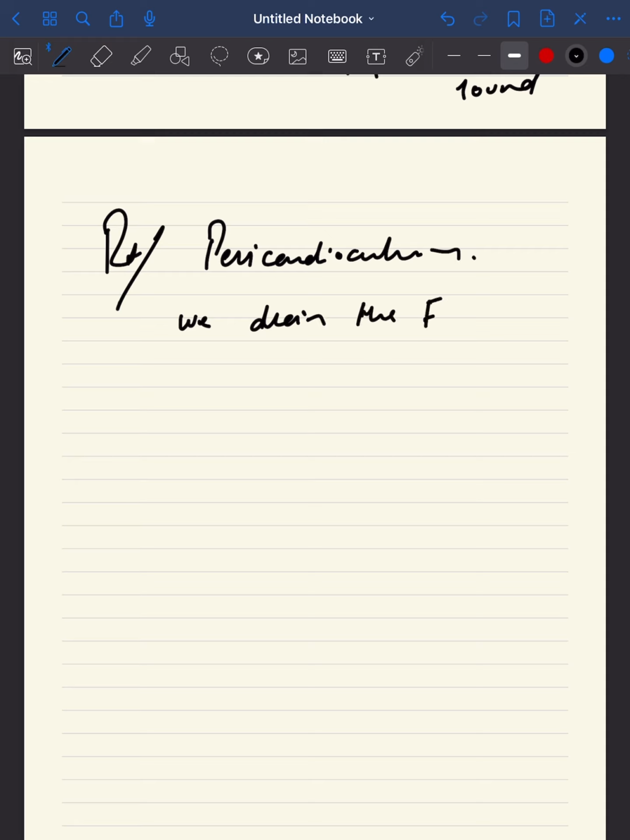Now what is the treatment? Treatment is pericardiocentesis. We drain the fluid, that's equal to removing the belt.